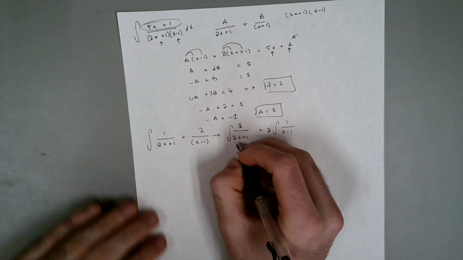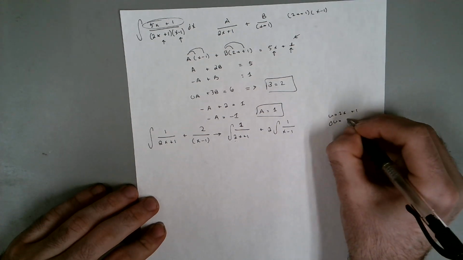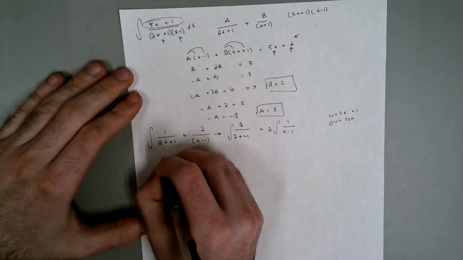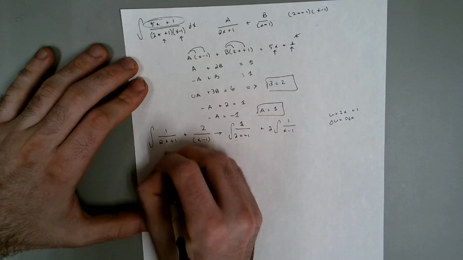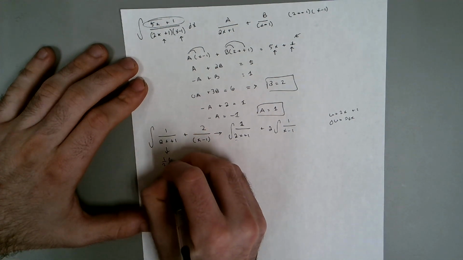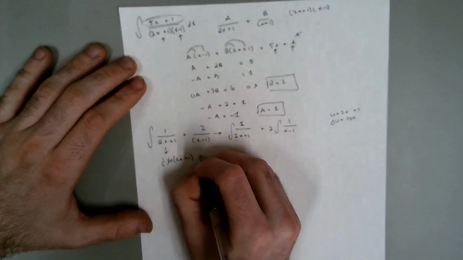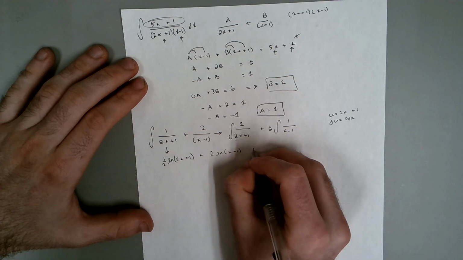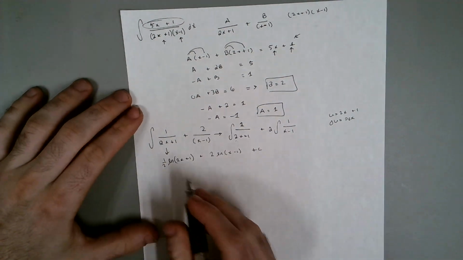If we do a u sub here, we're going to get that u is equal to 2x plus 1, du is equal to 2 dx. So we're going to have a factor of 2 here. And then we're going to get a 1 over u, so that's just going to be ln of u. This is going to come out to be 1 over 2 ln of 2x plus 1, and then this one's going to be plus 2 ln of x minus 1 plus c. And so that's our final answer. This one turned out to be pretty easy once we divided up the fractions.